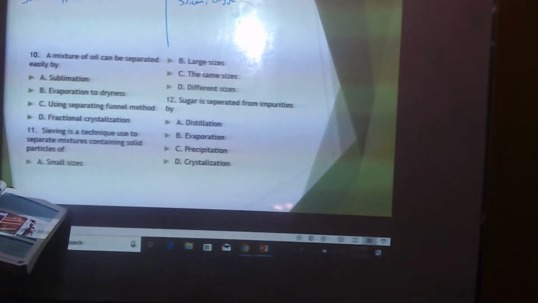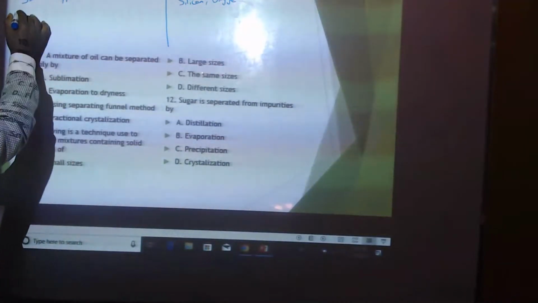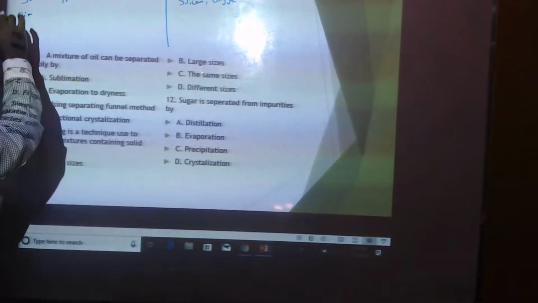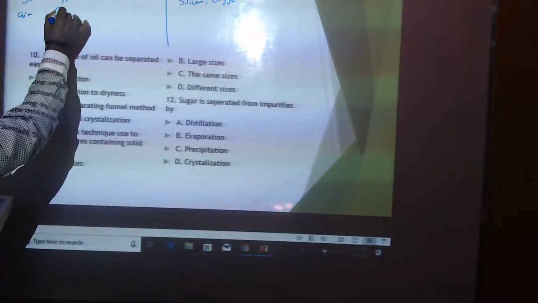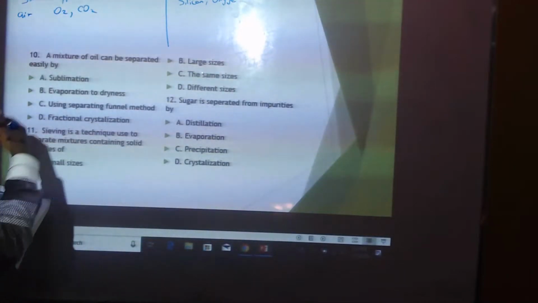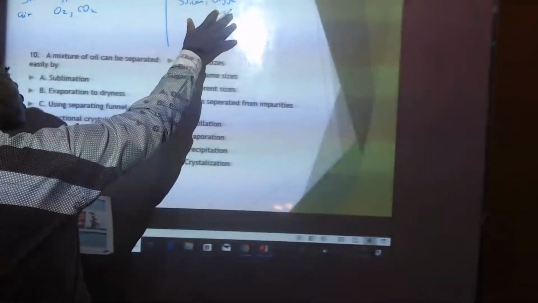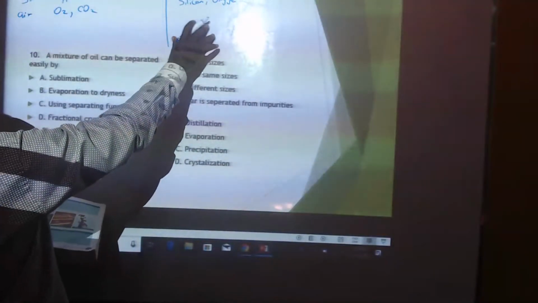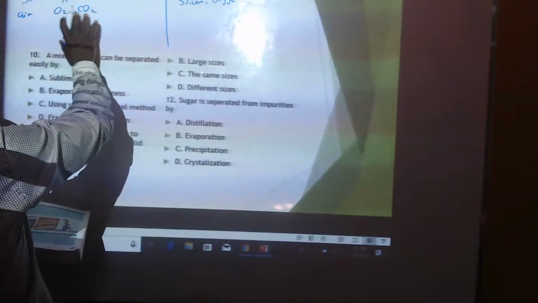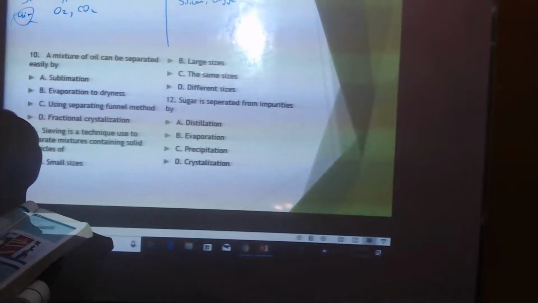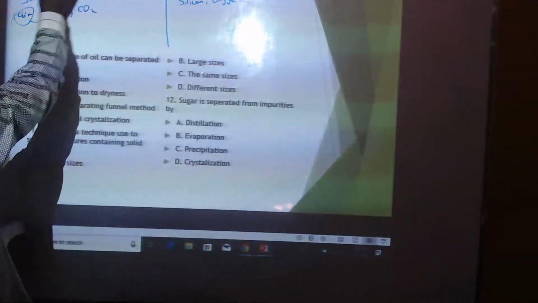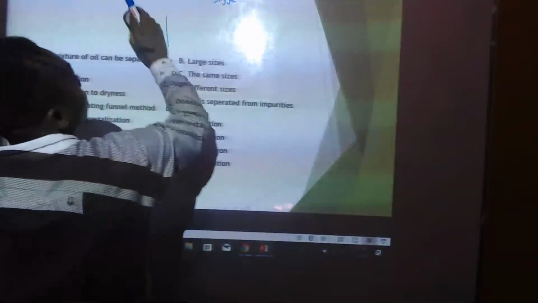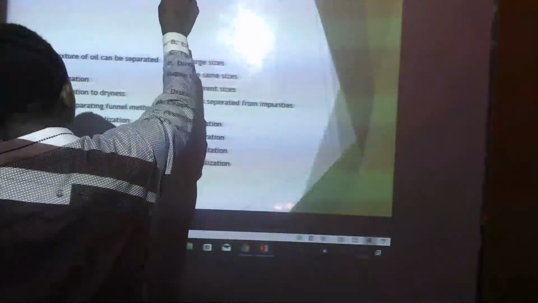Remember, you talk of water. Remember, I told you once you talk of air here, we need to talk of oxygen, carbon dioxide, and the rest. But if you now look at the composition of a compound, water has hydrogen and oxygen. Air has oxygen and these others. Air cannot be classified as a compound. Why? Because it does not have two substances chemically combined together. Water can be classified as a compound and not a mixture.